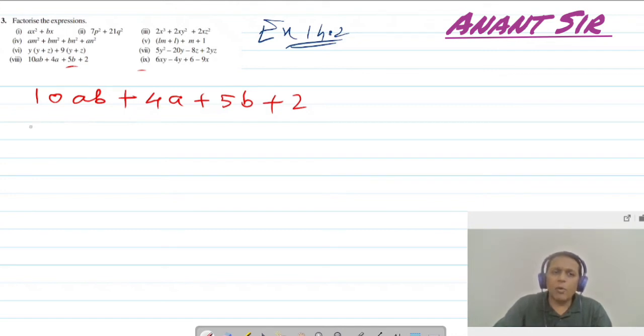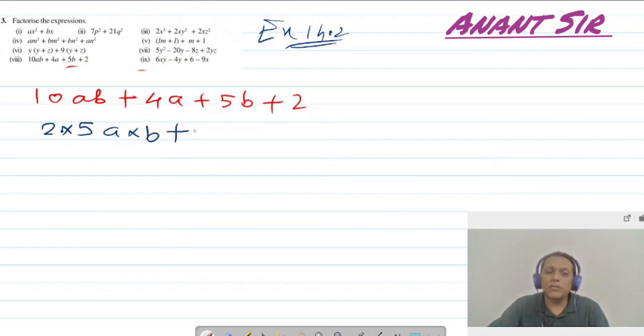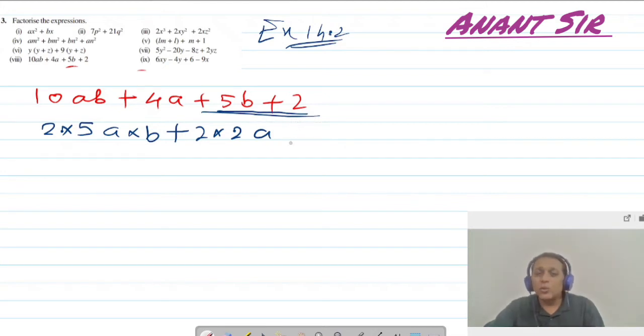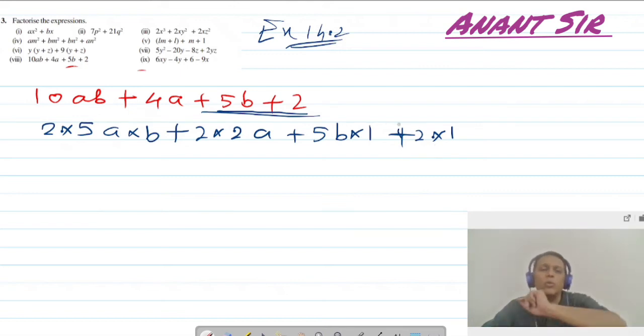Now, 10 and 4. What is the greatest number that divides both? It is only 2. So, I am going to use the table of 2. So, 2 times of 5 is 10, and into a into b, plus 4 will be written as 2 times of 2 and a. Now, see, in the last two terms I cannot take anything common, right? So, in that type of question you have to write multiplied by 1 with both the terms, okay? So, 5b into 1 plus 2 into 1. So, multiply 1 to both the terms.